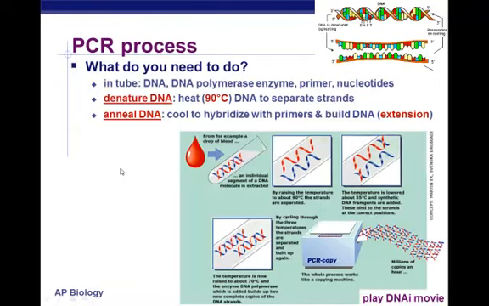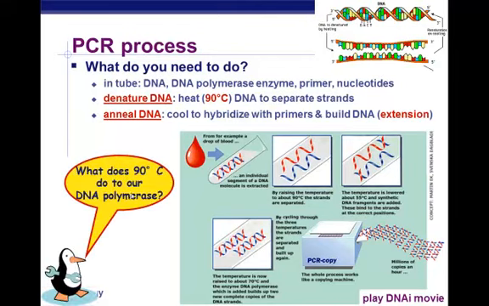So think about this process now. We're going to heat the DNA up to about 90 degrees. So it gets very hot. That separates the strands. And we're going to repeat the cycle of denaturing and then annealing, hybridizing, putting the primers in and building the DNA strand, and then heat again to separate those strands.